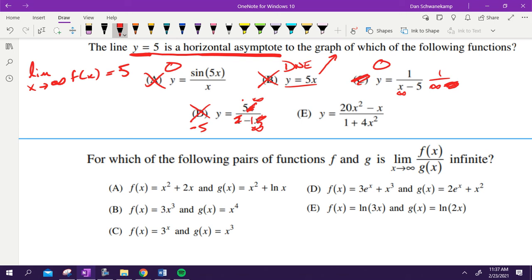Letter E, if I plug in, again, I'm looking at degrees. I don't care about any of that. Since these two are the same, I'm looking at leading coefficients. 20 divided by 4 would get me a horizontal asymptote at 5. That's why E is the correct answer. Questions on that one?